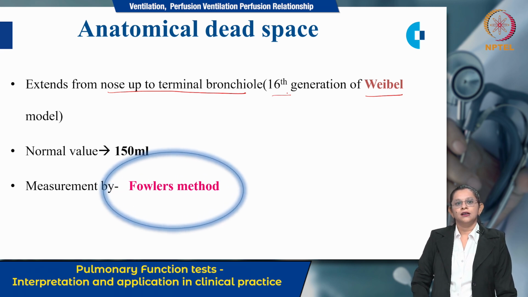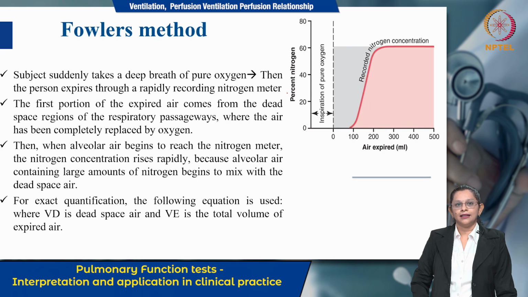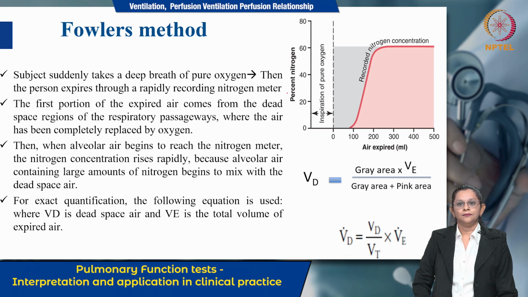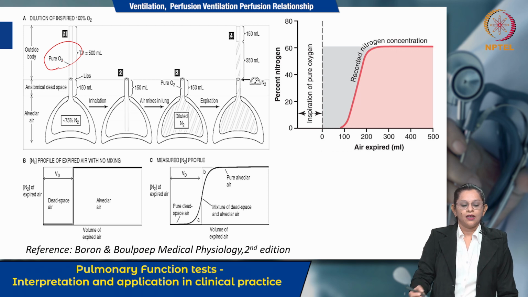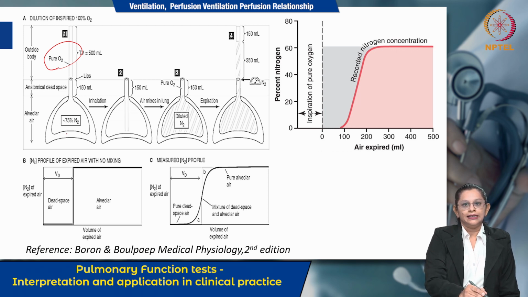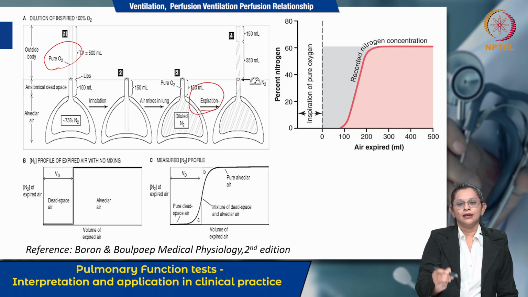Fowler's method is also called the single breath oxygen method, which is used to calculate the dead space. So, how is this experiment done? A patient is asked to inhale pure oxygen. You can see here pure oxygen being inhaled by the patient, and we know that in the lungs there is a mixture of gases, nitrogen plus oxygen. When pure oxygen is inhaled, part of that oxygen remains in the conducting zone and part enters the alveoli. The patient is then asked to expire.